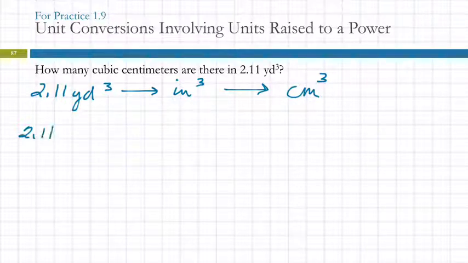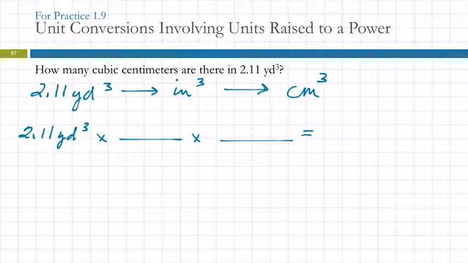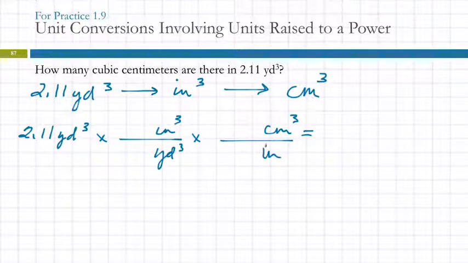So 2.11 cubic yards. 2 arrows, 2 fractions. Cubic inches, cubic centimeters. Just following my path. Put cubic yards down here, cubic inches down here. Units cancel out. Everything's looking lovely. I need a relationship between inches and yards. There are 36 inches in 1 yard. 36 to 1. But the unit is cubed.